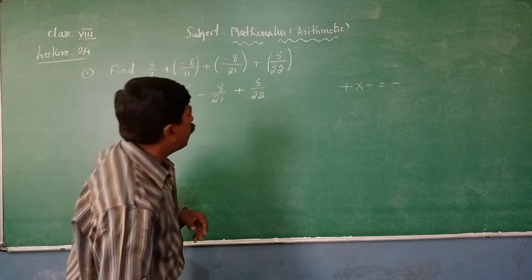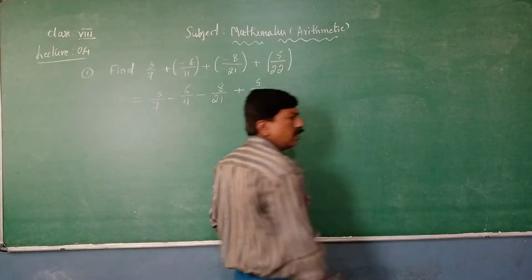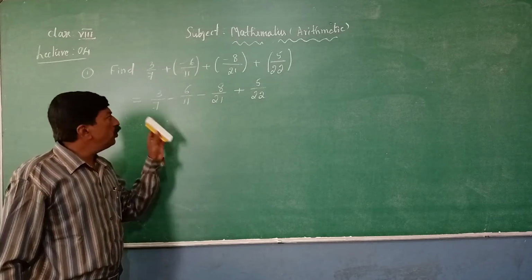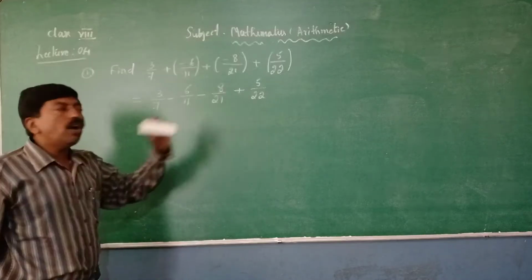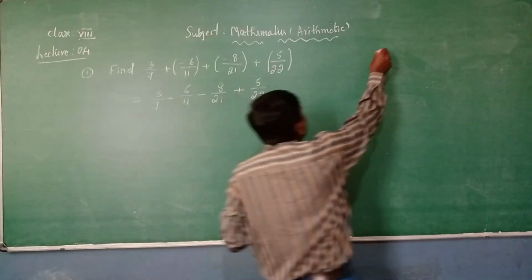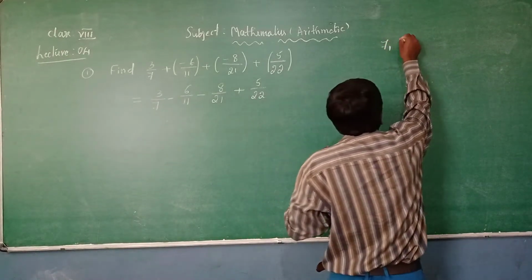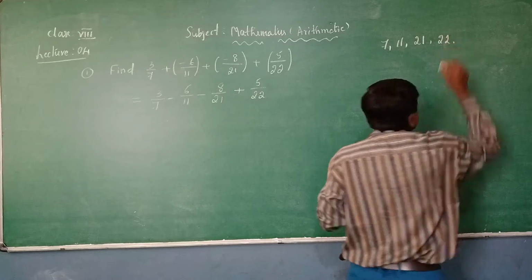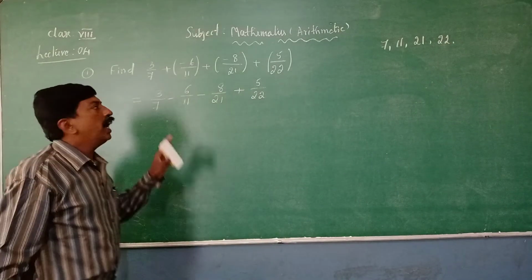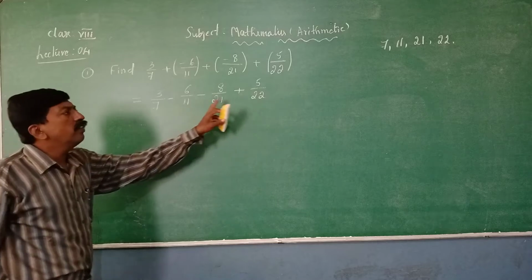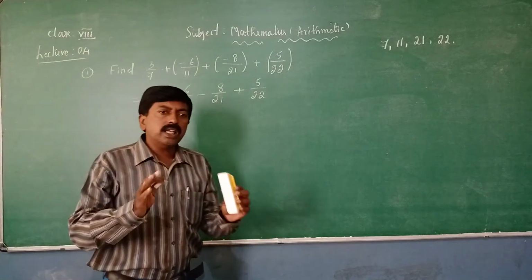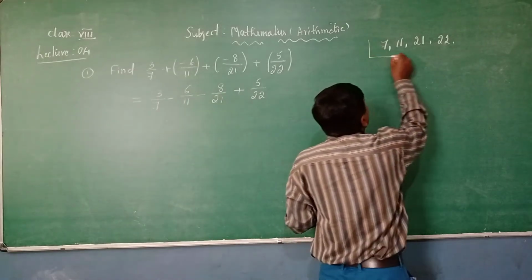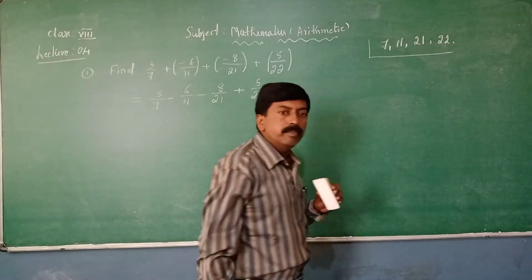Now how to simplify these fractions? Addition as well as subtractions are given. That's why you can identify the denominators: 7, 11, 21, 22. These numbers are the denominators of the fractions. Find the LCM of the denominators. I think you already know how to find the LCM.